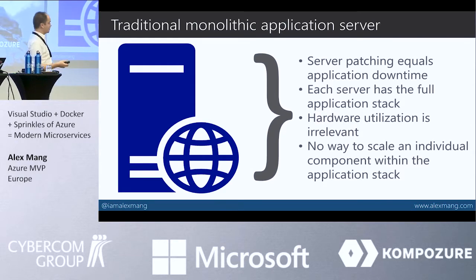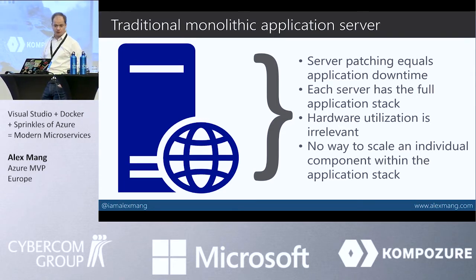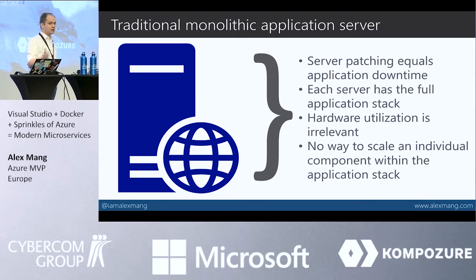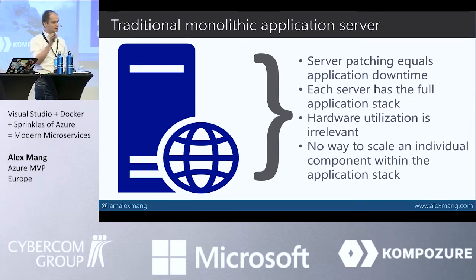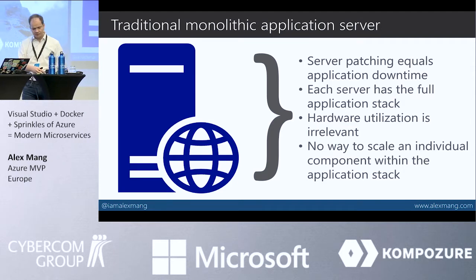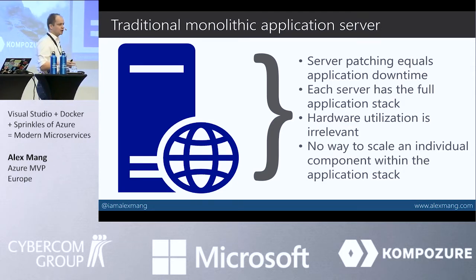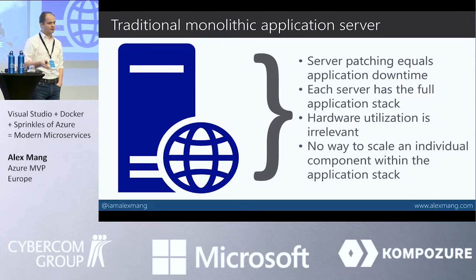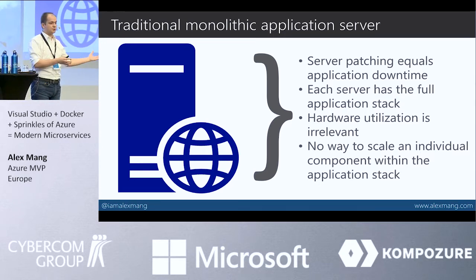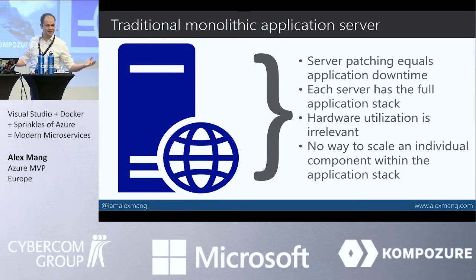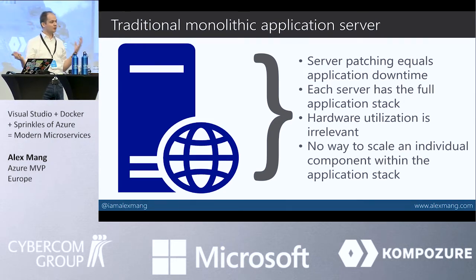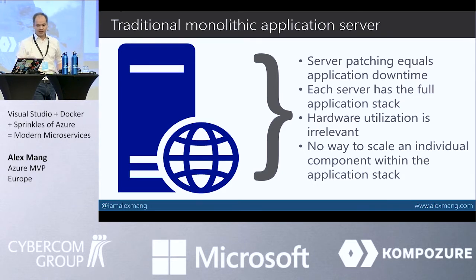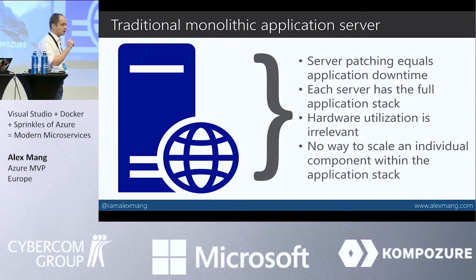And the problems here are obvious. Server patching means application downtime. Each server has the full stack of the application, so whenever you want to do something with the app, you have to take down the app, meaning an upgrade, for example, means you have application downtime again. Now, on top of that, hardware utilization is completely nonsense. Remember all the talks about monitoring and taking the right actions based on the measurements you're doing? If you have everything on a single machine, just looking at the CPU or the memory level means nothing. Maybe the SQL Server is using too much memory, because it usually does that. Maybe the application is using too much CPU. You will never actually know where the problem lies. And then again, there's absolutely no way to individually scale a single component.